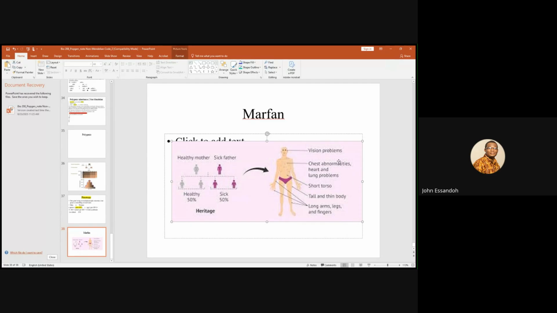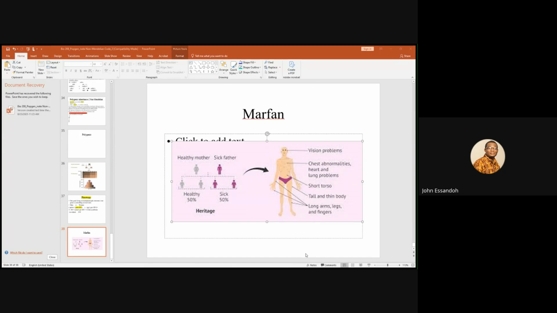Look at the phenotypic outcome. Okay, so this is a classic example of what? It's a classic example of pleiotropy. Okay, so pleiotropy like that, which means that one gene has what? Multiple. So this gene is called what? They call it FBN1, so mutation.